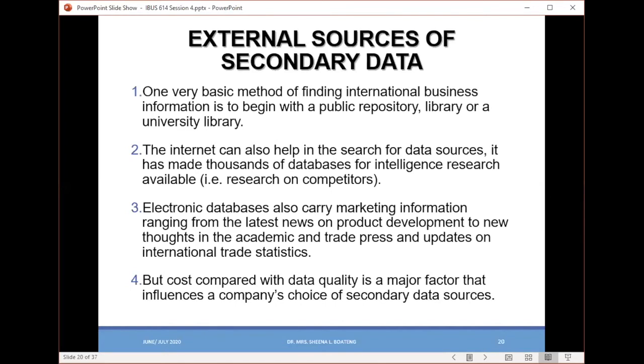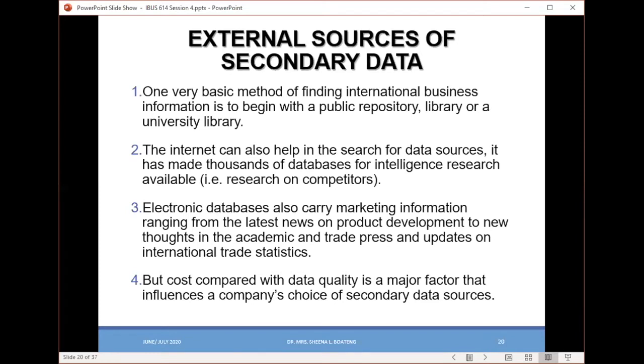Yeah. So like I said, the internet has a wealth of data sources we can benefit from. There are also electronic databases that carry specifically marketing information, some of which are hosted on the internet that you can have easy access to. And they provide a lot of information with regards to academic and trade press updates that tell us a lot of statistics and facts about international trade, as well as new developments, right?